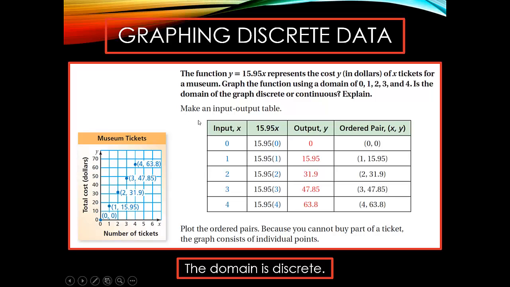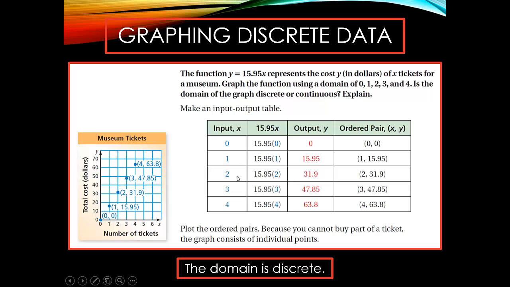We're going to use the domain of 0, 1, 2, 3, and 4. So this would be our input, or the x values. We're going to plug these into the function, and then we will get the output, or the y values. So if we use 0 for x, 15.95 times 0 is 0. So y would equal 0. Our ordered pair would then be 0, 0. If we use 1 for x, 15.95 times 1 is 15.95. So the ordered pair is 1, 15.95.